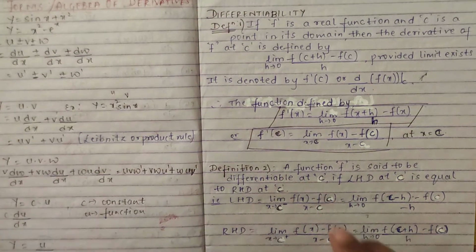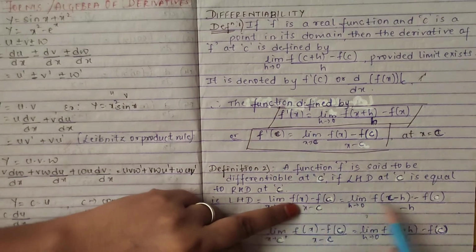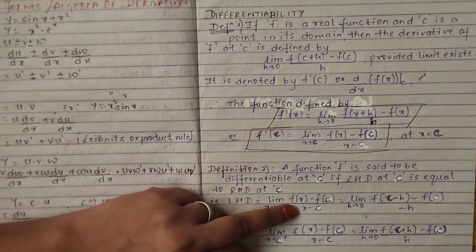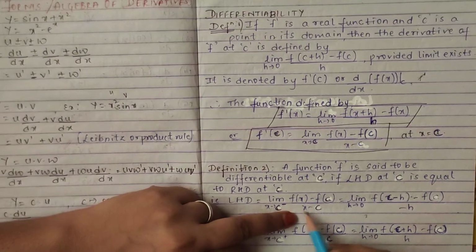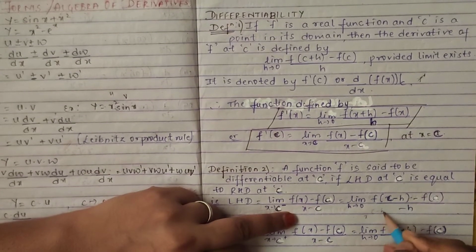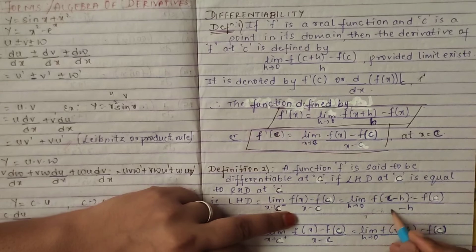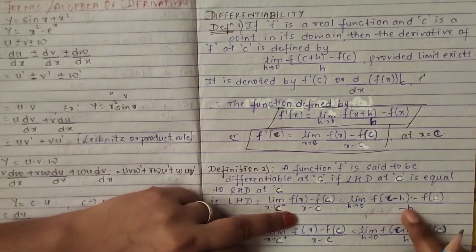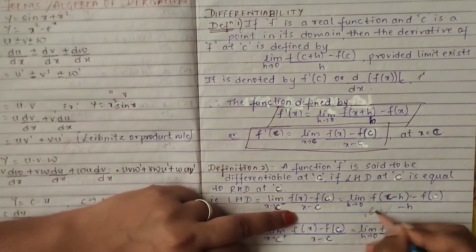As h tends to 0, wherever x is there, in place of x, what is it replaced by? c minus h. In the denominator also we do the same. In place of x, we put c minus h, and here minus c is already there. So minus c plus c gets cancelled, and we are left with minus h. That is what I have written, minus h.